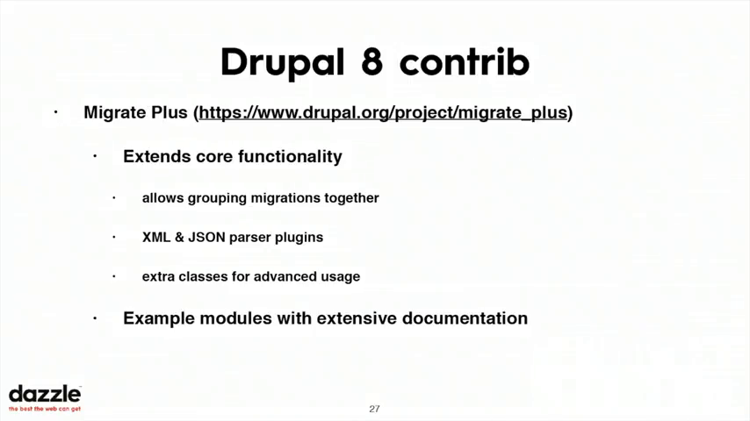And then there's a Migrate Plus module, which you should probably also install, especially if you're doing custom migrations. It provides extra functionality, for example, allowing you to group migrations together, bundling them together, as well as some XML and JSON parser plugins, which allow you to easily import from file-based sources. And it also provides two modules with a lot of examples and a lot of documentation, so you should really look into that to see how things work.